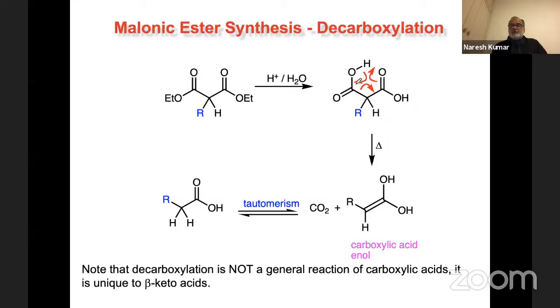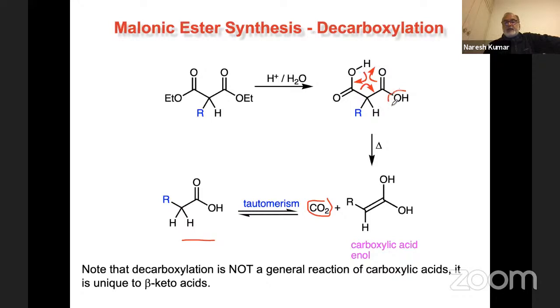This pair of electrons can move here. This bond is broken, and then this moves over here. So what happens is that the left-hand side of the molecule is removed as CO2, and the right-hand side of the molecule is RH, double bond, C-OH-OH. And this is basically an enol form of carboxylic acid, and this can tautomerize back to the corresponding carboxylic acid. So this decarboxylation reaction only happens when you have a carboxylic acid and a carbonyl compound.